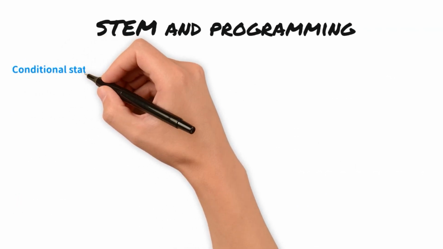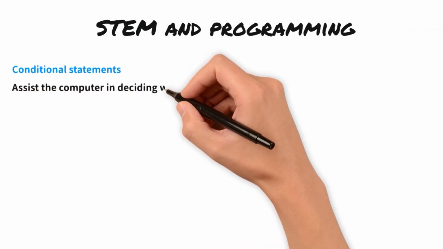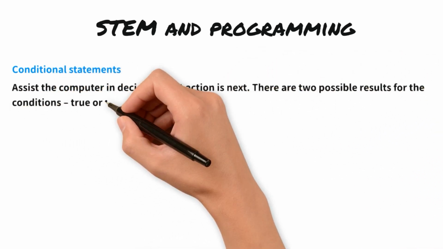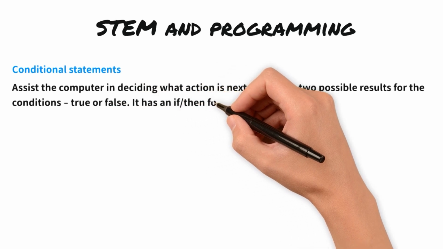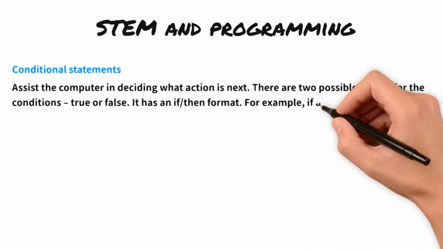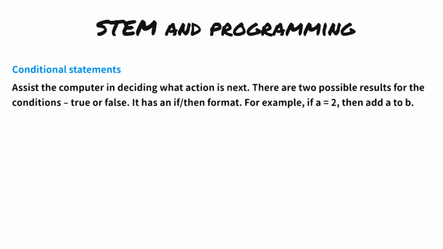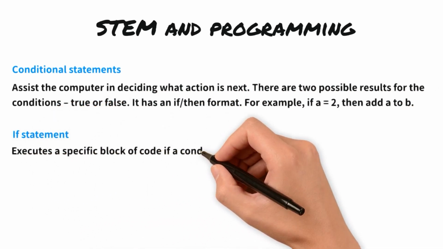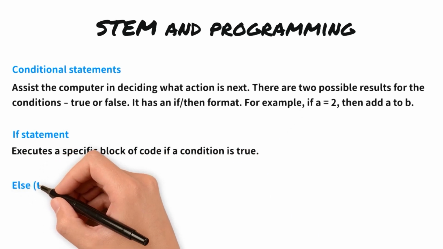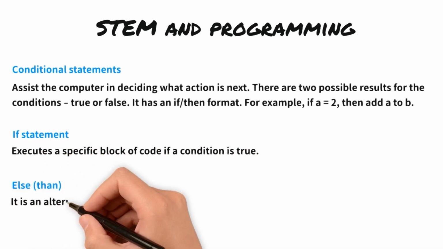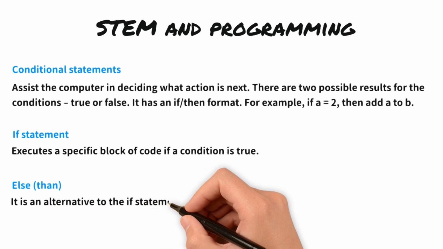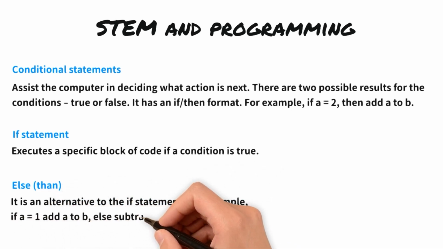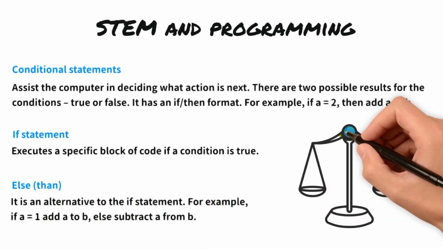Conditional statements. Assist the computer in deciding what action is next. There are two possible results for the conditions, true or false. It has an if/then format. For example, if A = 2, then add A to B. If statement. Executes a specific block of code if the condition is true. Else. It is an alternative to the if statement. For example, if A = 1, add A to B, else subtract A from B.